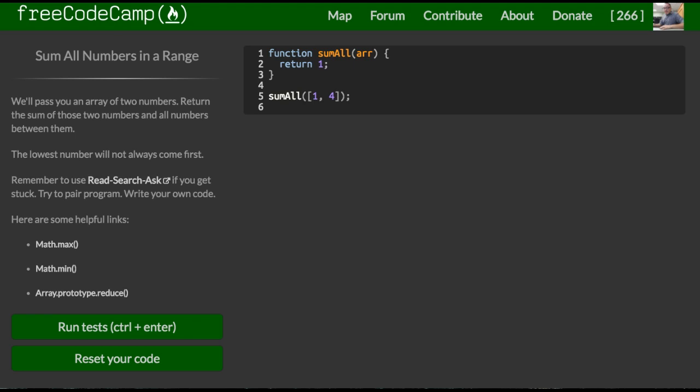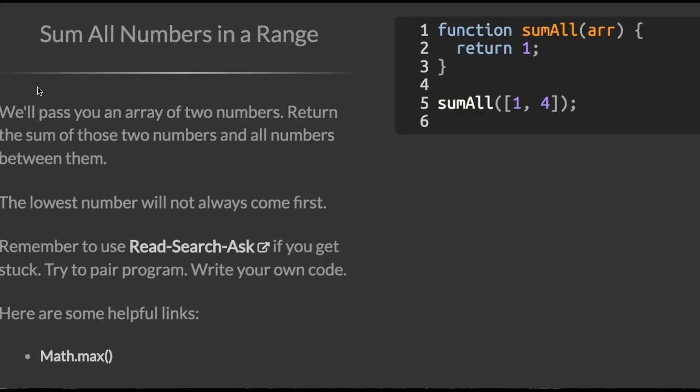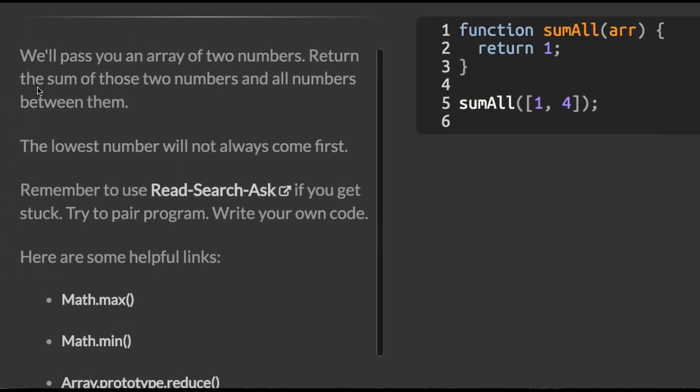This lesson, sum all numbers in a range. And it says, we'll pass you an array of two numbers. Return the sum of those two numbers and all numbers between them. The lowest number will not always come first.